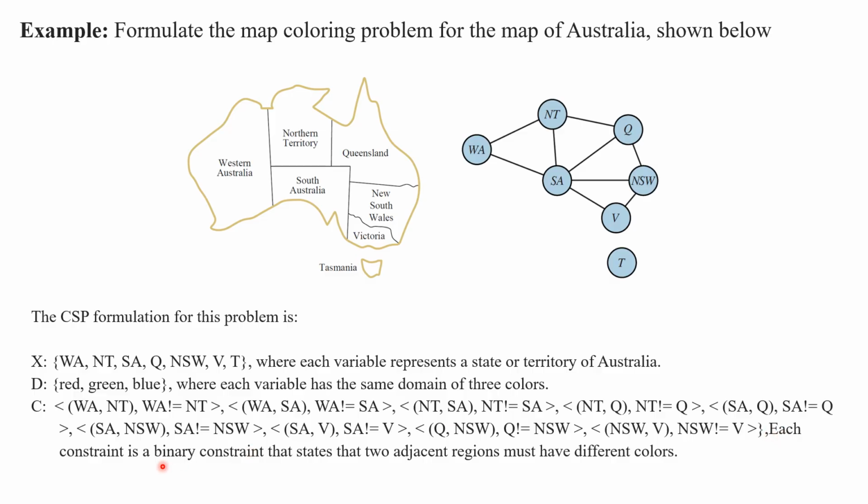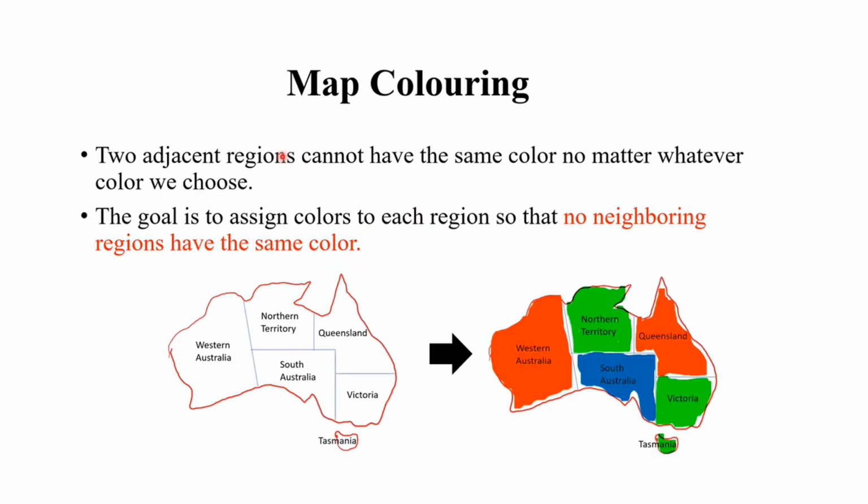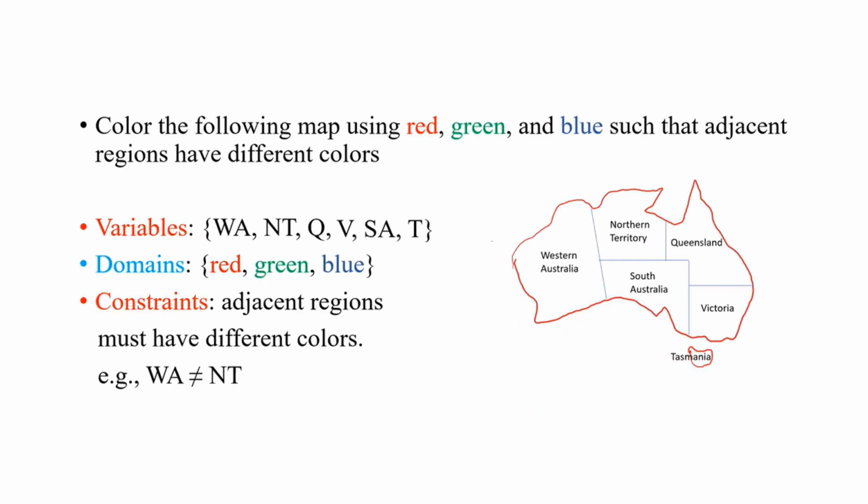Each constraint is a binary constraint that states two adjacent regions must have different colors. And what is the constraint? Two adjacent regions should not have the same color, no matter whatever color we are choosing. So the goal is to assign a color to each region so that the neighboring regions should not have the same color. Here in the domain we can use only red, green, and blue, such that the adjacent regions have different colors. These are the variables.